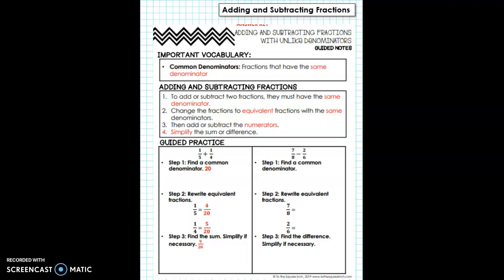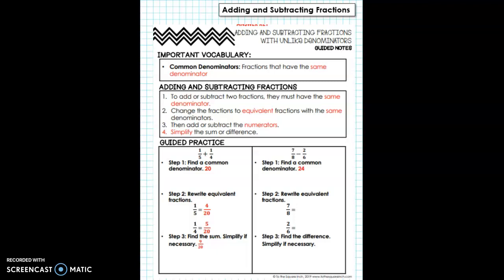Now we have a subtraction problem. 7/8 minus 2/6. Now if I multiply 8 times 6, I get 48, and that is a common denominator. But if I want to look for the least common multiple, I know that 8 and 6, my LCM is 24. So that is the smallest denominator that I can use that both 7/8 and 2/6 can change into.